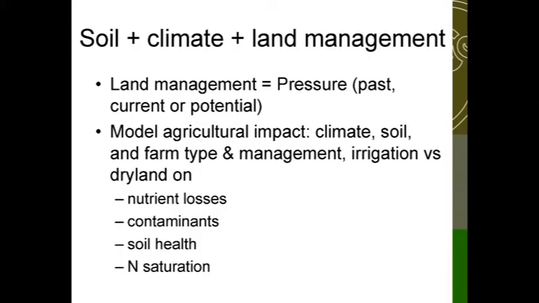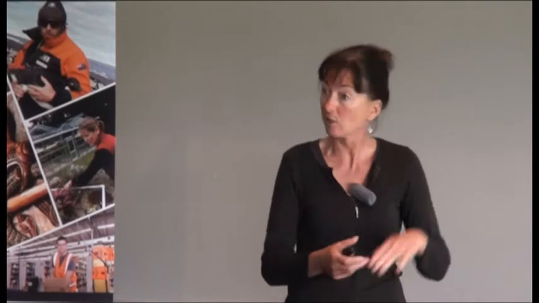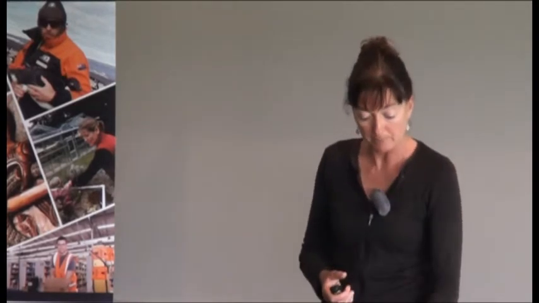Okay, so the next one, to layer in the land pressure. That might be past land use that you're interested in, it might be current, or it might be potential, as in land use scenarios: what's going to happen if. And then we can look at the agricultural impact by taking in the climate, the soil, the farm type, all the different management options, the irrigation or dry land. We can look at the nutrient losses, contaminants, the soil health, nitrogen saturation. There's a whole range of things that we can look at.